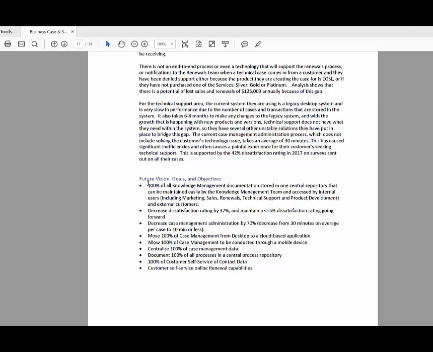In this case, based on what we had uncovered about the current state, the company goals came out to be: they wanted a central repository for all their knowledge management information. They wanted to decrease dissatisfaction. They wanted to decrease case administration work on their case management. They wanted to move to a cloud-based application because, again, they were using a legacy system. They wanted to be able to conduct their business through mobile devices, centralizing their data, documenting all of their processes in a central repository, and being able for customers to do self-service for contact data.